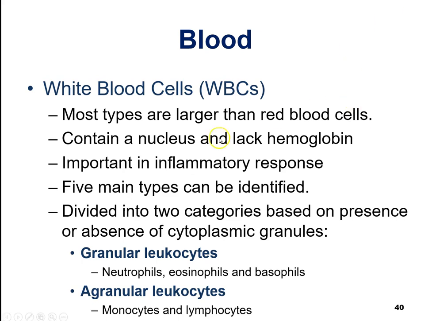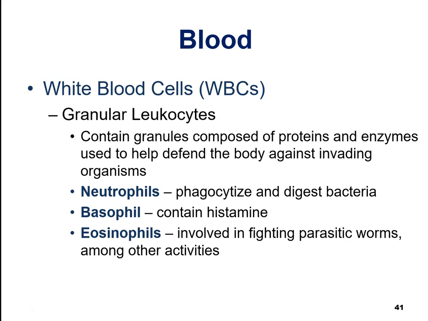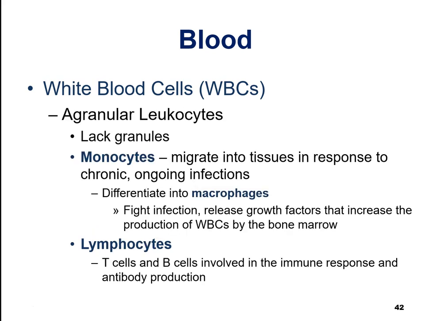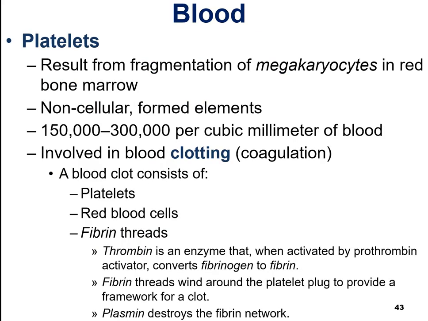So it says inflammatory response, and there are 5 main types. You do not need to know the types of white blood cells, okay? So don't even worry about this. I'm not going to ask you about granular or agranular leukocytes, okay? By the way, leukocytes is another name for white blood cells. You do not need to be able to identify neutrophils versus eosinophils or basophils, okay? That's for another time. Just know that white blood cells are immune cells, okay? You don't have to worry about the different types of white blood cells.